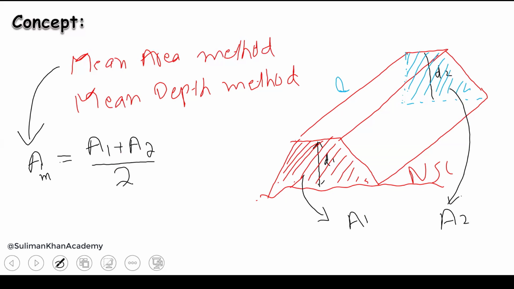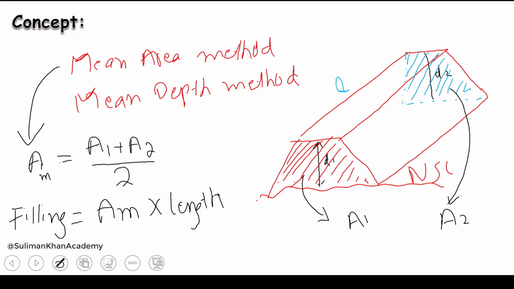Once you have the mean area, then of course we can calculate the earthwork. Let's say this is filling, because this is an embankment. The mean area times the length gives the earthwork, or filling. That's straightforward. So this is the basic concept for the mean area method.